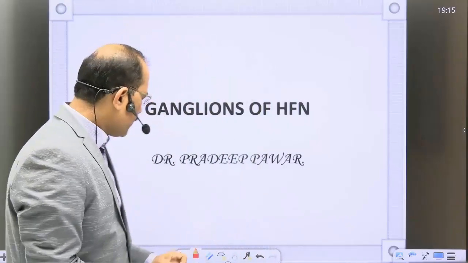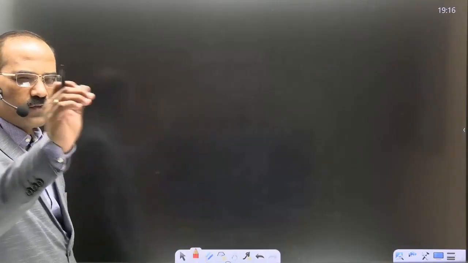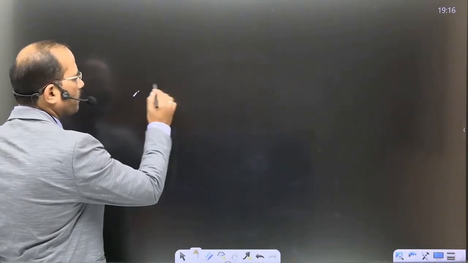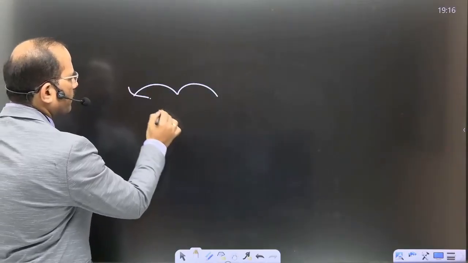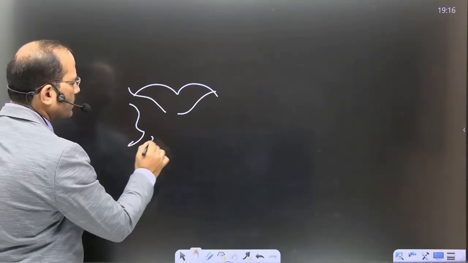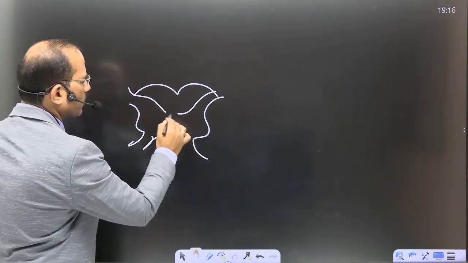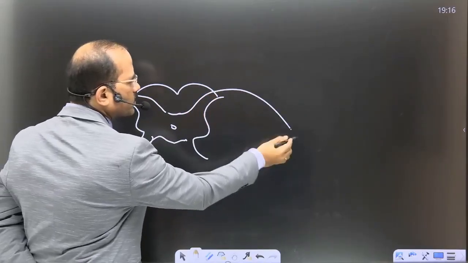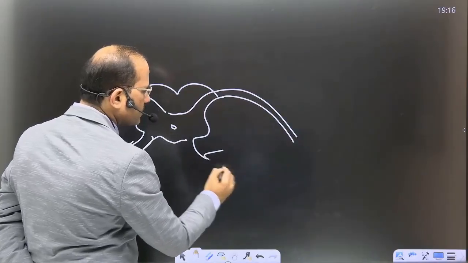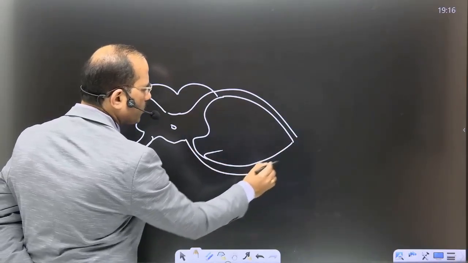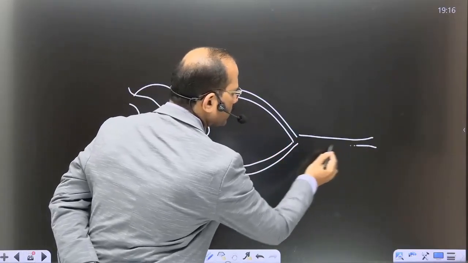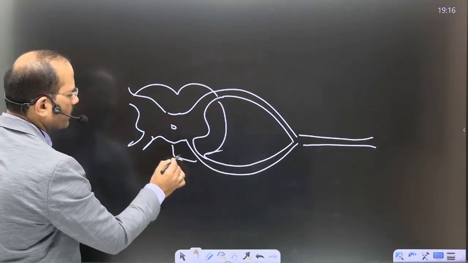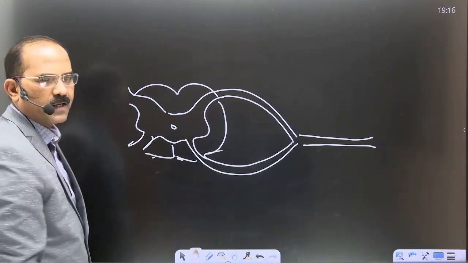Now, students, we take a section of the spinal cord. Let me just tell you this in short. This is what we are going to get in a section of the spinal cord. That's the dorsal root. That's the ventral root. That's the spinal nerve. So we've taken a section through the spinal cord.